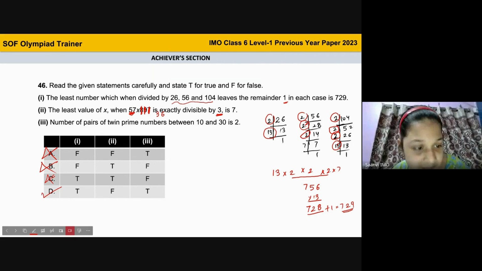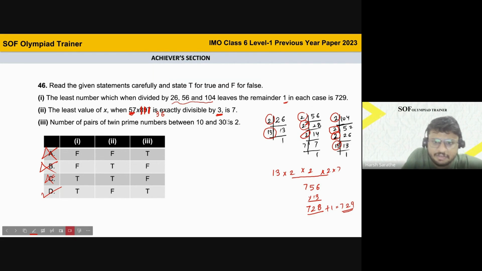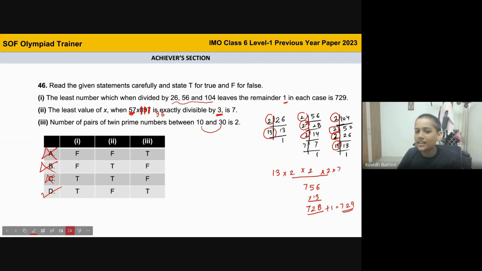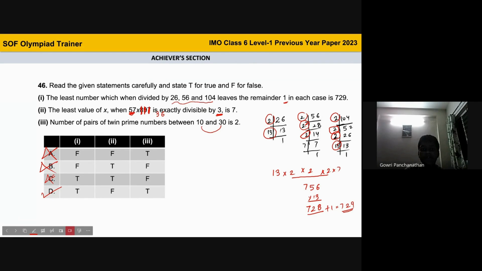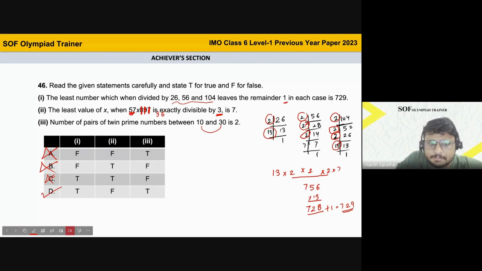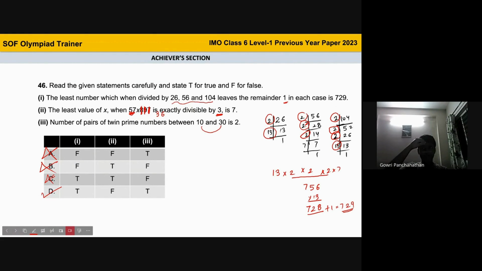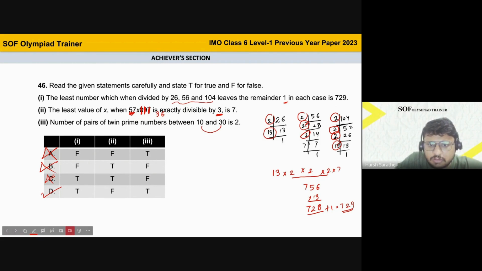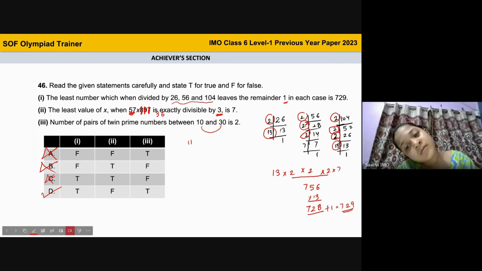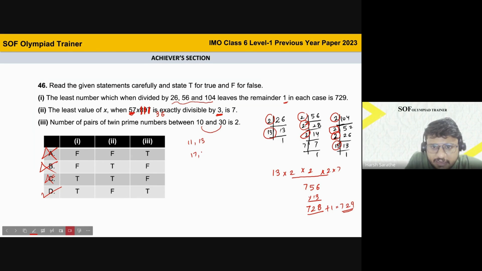Right? So let's do it other way. Okay, so beta, what are the twin prime numbers between 10 and 30? Are there any twin prime numbers between 10 and 30? Number of pairs of twin prime numbers. 11 and 13, 17 and 19, 11 and 13 and 17 and 19, I guess, right? Yes, sir.